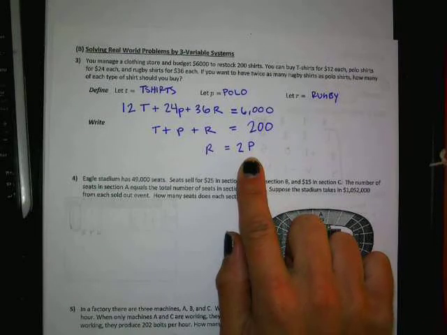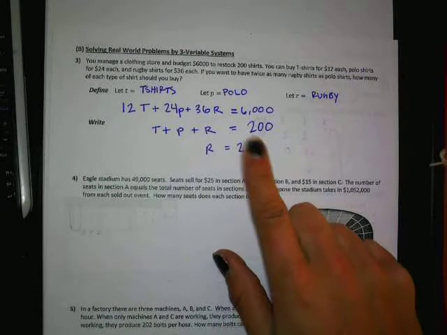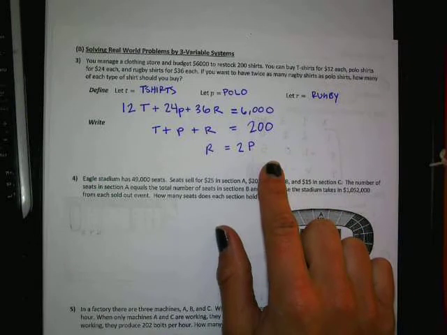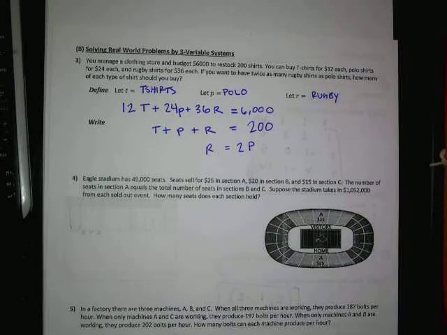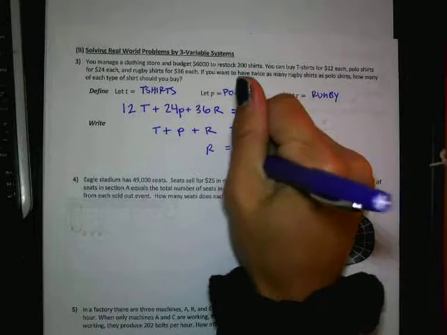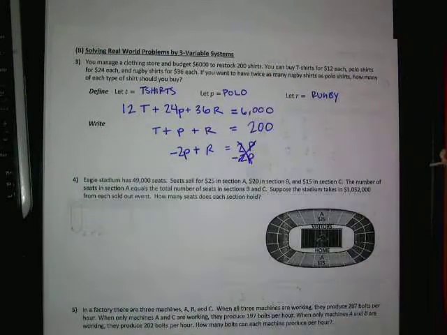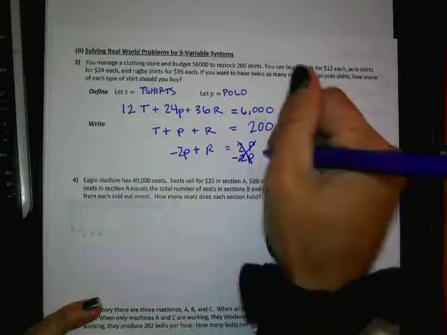I want all my variables on the left side. So how do I get rid of 2p? I don't want to divide, because divide would be breaking it in half. I don't want to get rid of the whole thing. Say it again. Subtract. Very good. I want to get rid of the whole thing, so I'm going to subtract 2p. And if I subtract 2p, it all goes away, and what am I left with? 0.